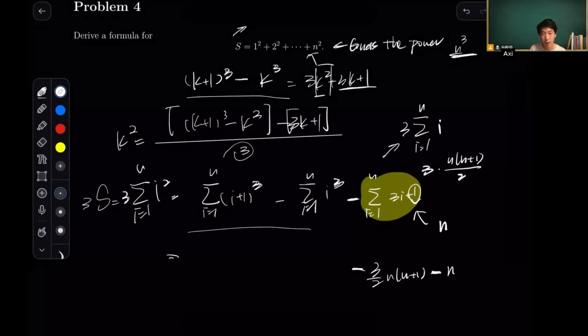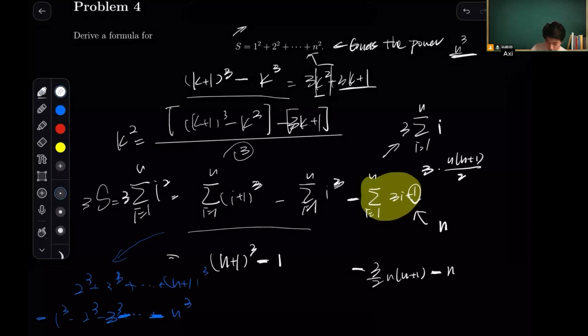This part, however, looks scary, but is actually very simple, because if we expand this by writing it in a more intuitive way, this is actually simply 2 cubed plus 3 cubed plus etc. plus n plus 1 cubed, minus 1 cubed minus 2 cubed minus 3 cubed minus n cubed. So this thing over here actually is just n plus 1 cubed minus 1. And that is it. So if you're interested, you can simplify this further to something that is easier to remember, which is this. You can do the calculations yourself.